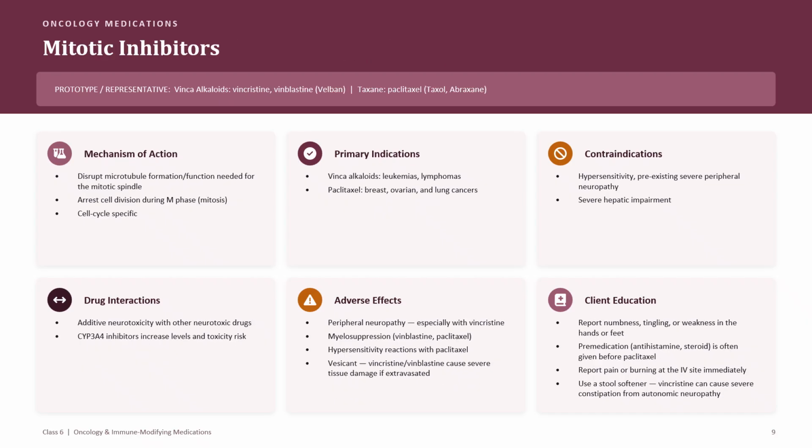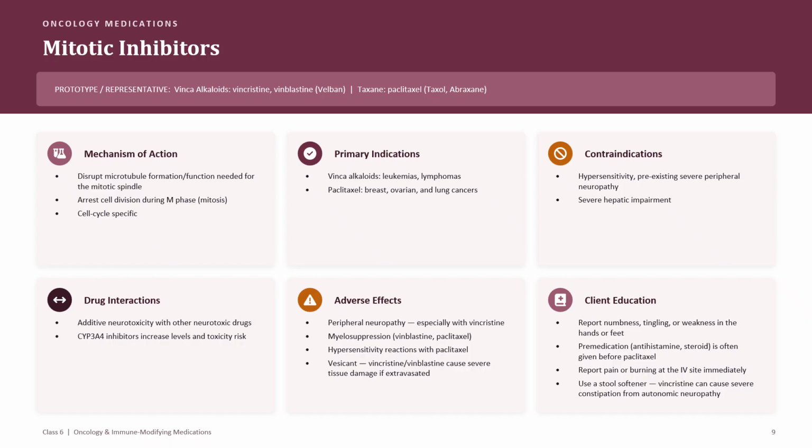Okay, the mitotic inhibitors. So this slide covers two related groups: the vinca alkaloids, so vincristine and vinblastine, and then the taxane paclitaxel. Different chemical families, but basically the same strategy.